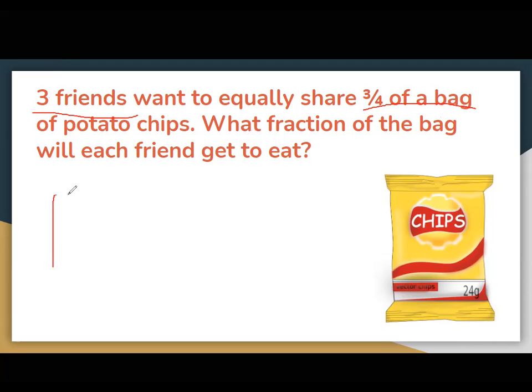So here's a bag of potato chips, and they are sharing 3/4 of a bag. So I'm going to first divide it into fourths, and I need to represent 3/4 because that's how much is in the bag.